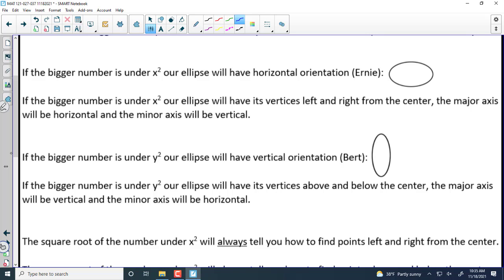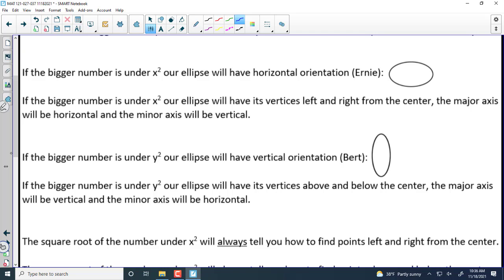And a couple people stuck around at the end of class last time and asked a couple questions because they were very confused by this last example I did, and I was trying to figure out why they were confused, and I realized it's because I implied during the lecture that the bigger number was always under x squared, but that's not the case. The bigger number can be under y squared.